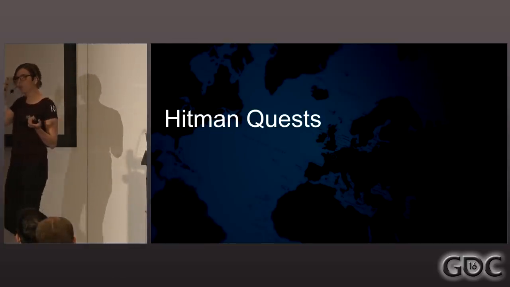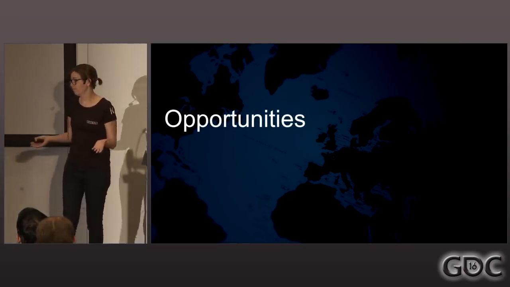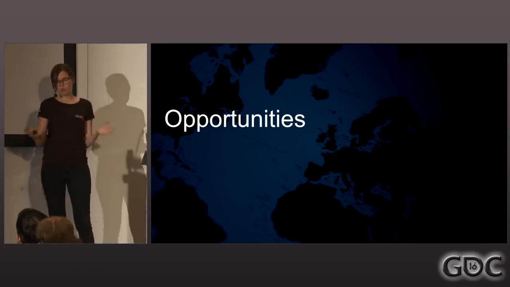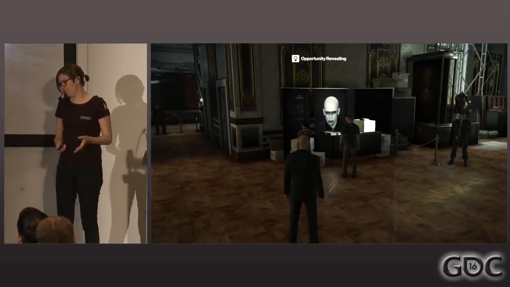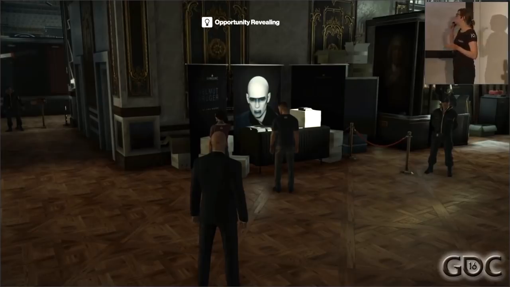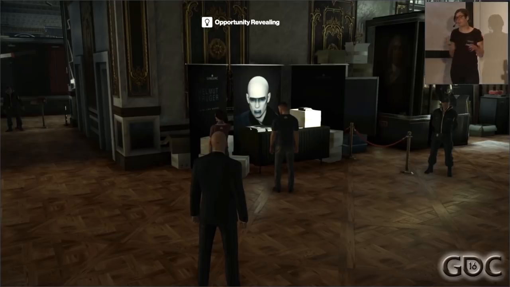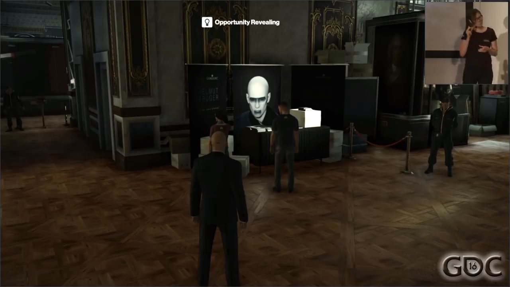So, Hitman quests became opportunities, because that is what they were. They were opportunities to get close to your target. This is an example of an opportunity. This is the Helmut Kruger or the male model opportunity, where you can listen in on these two stylists, I don't know if you can see them, who are talking about Helmut Kruger, this new model in town. And he kind of looks like you, which is really practical.